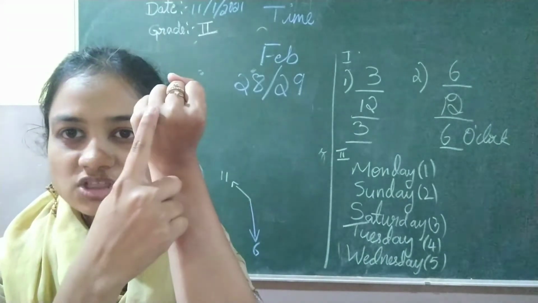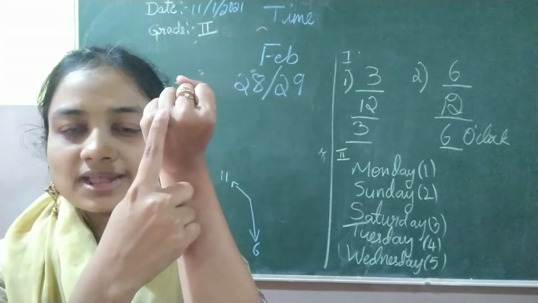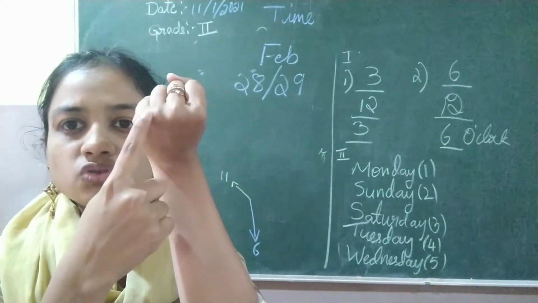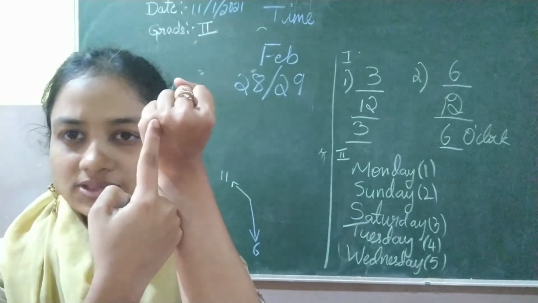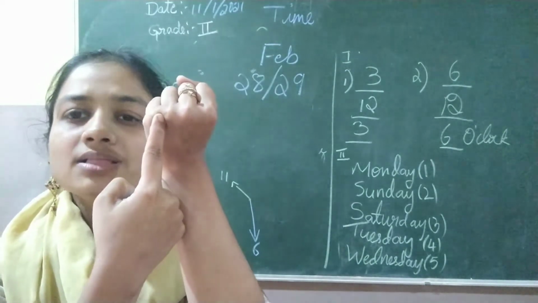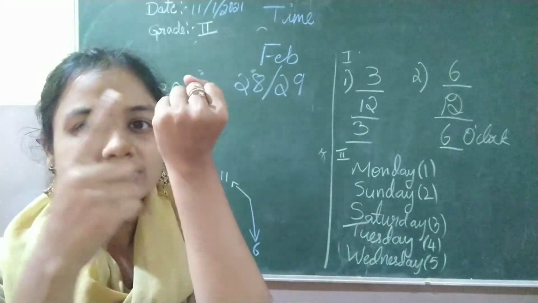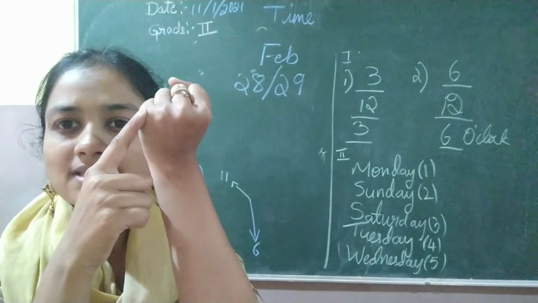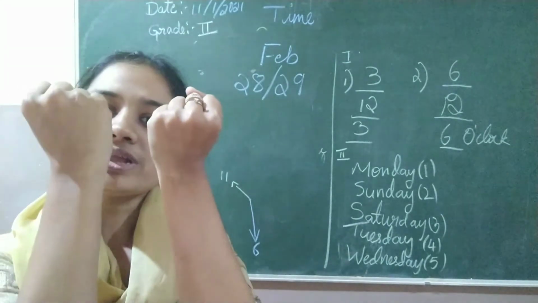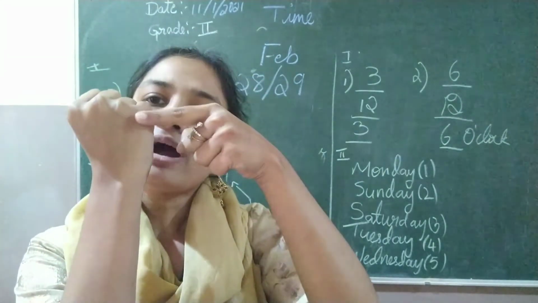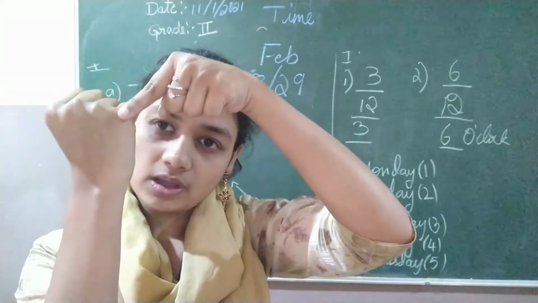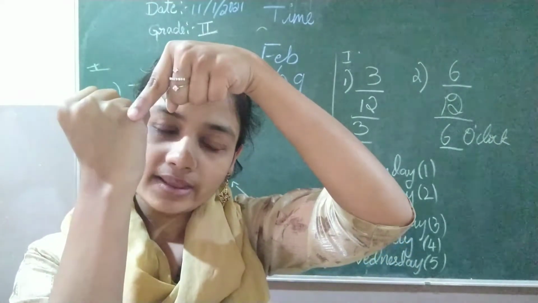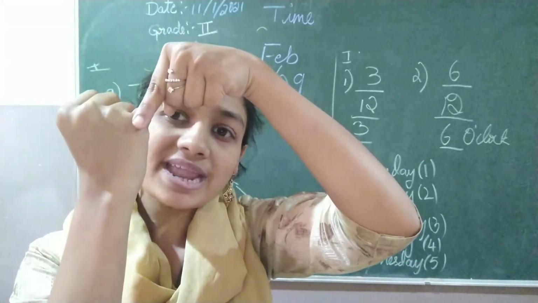May. May is touching the bone. So it is 31 days. June. June is not touching the bone. So it is 30 days. July. July is touching the bone. 31 days. Next you start in this hand. After July, August. August is touching the bone again. So it is 31 days.